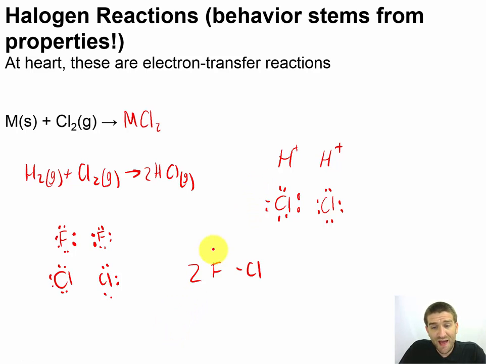So if it's halogens, you end up having an exchange reaction. If it's hydrogen, you end up forming the gas phase version of an acid. And if it's the metal, you end up getting the metal chloride as a result. That's the sort of thing we're talking about with their halogen reaction.